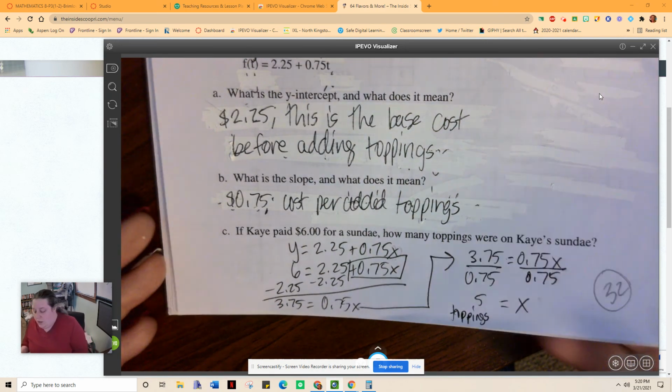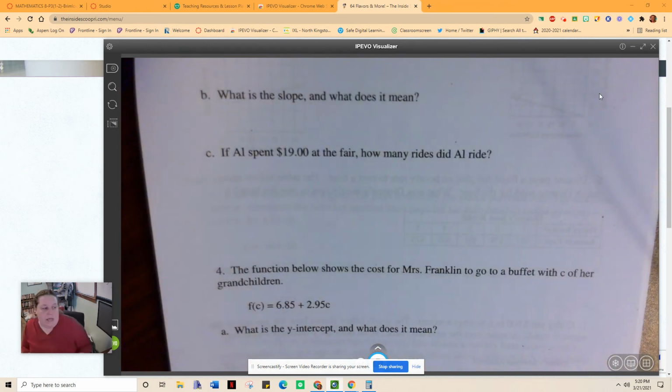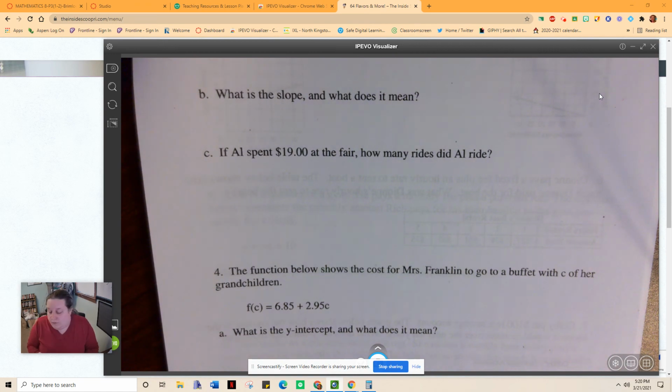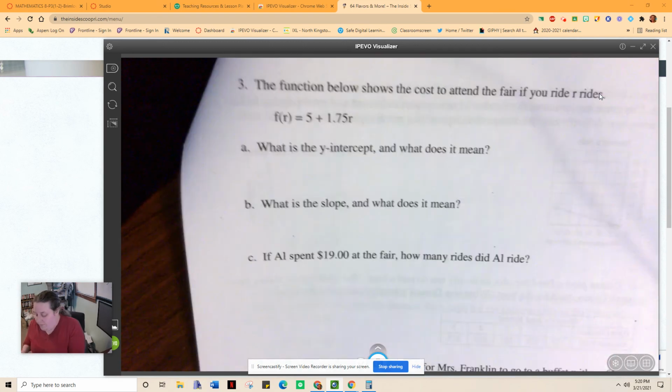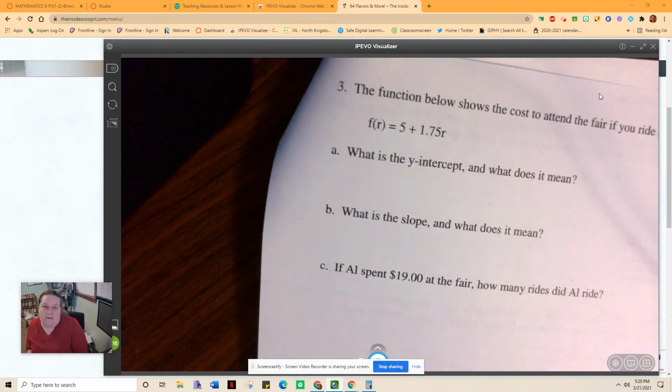So you're going to go ahead and finish problems 1, and then on the next page 3 and 4. If you feel you need more practice with equations, then you can do some work on IXL. If you feel good, then you can move on and try pages 34 and 35 as well.